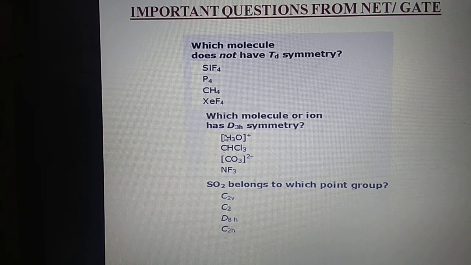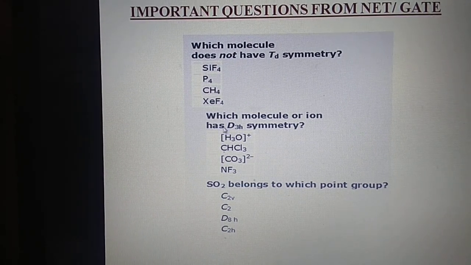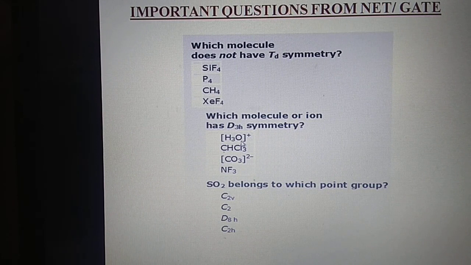Now, next, which molecular ion has D3h symmetry? Now, for D3h symmetry, there must be the presence of C2 axes that should be perpendicular to the principal axis. Means the main condition for D3h symmetry must be the presence of a planar molecule. Okay. Now, first one is H3O positive case. It is not a planar molecule. It is having tetrahedral geometry. Again, CHCl3 is not a planar molecule. NF3 is not a planar molecule. The only planar molecule in this case is carbonate ion, CO3 2 negative. Hence, the answer is CO3 2 negative, carbonate ion.